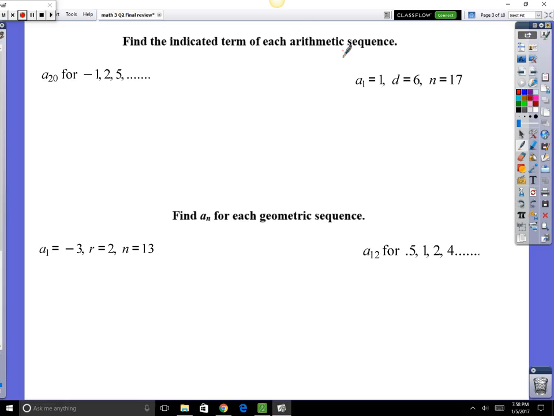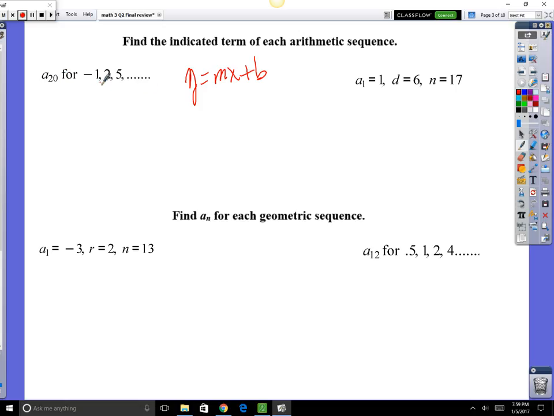Okay, now sequences and series. Arithmetic sequences grow by addition. The model for an arithmetic sequence is linear, so y equals mx plus b. Now you have to understand the lingo. So a sub 20 for the sequence -1, 2, 5, and they want you to find the indicated term. So this is actually the 20th term. They want the 20th number in this list.